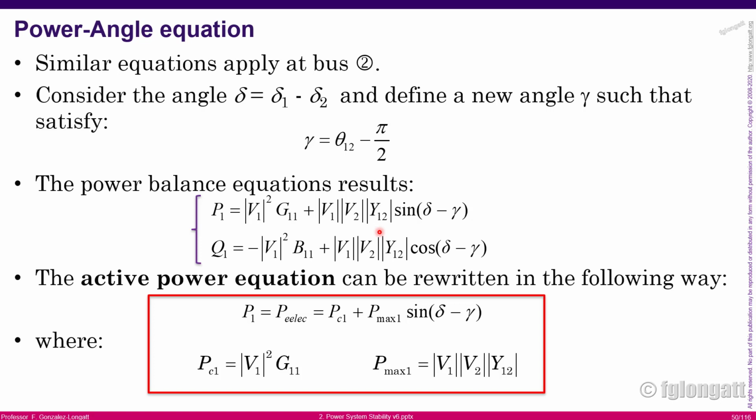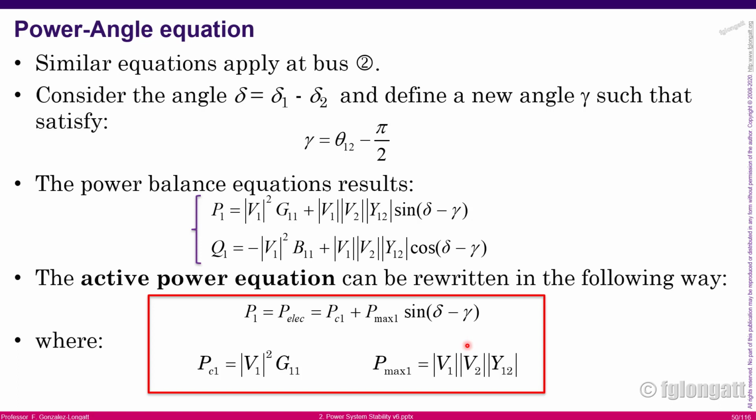The thing is, if I focus on the active power, you must realize that the equation that is here from the power balance can be rewritten in the following way. We can say that the electrical power has two components. One component that is constant and is coming from the losses related to G, and the other one is Pmax that is coming from this product between voltages and the admittance.